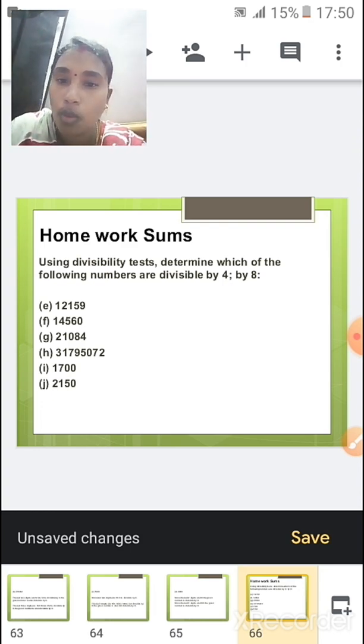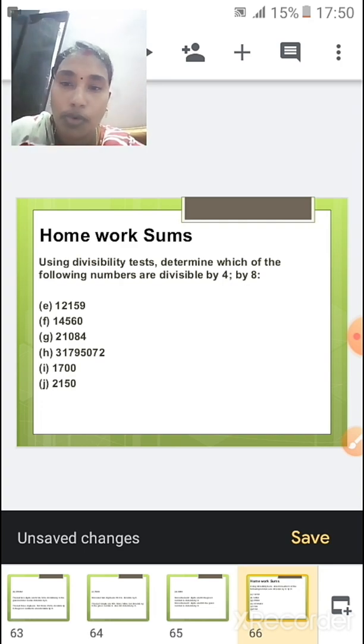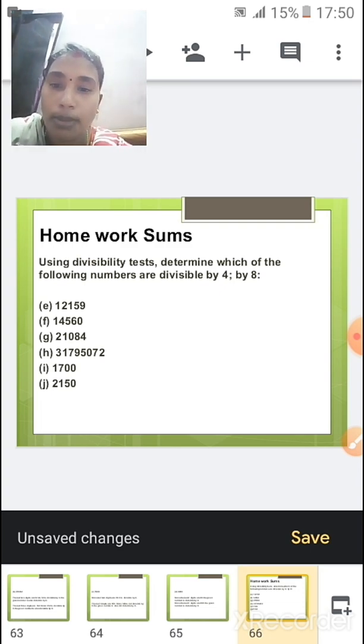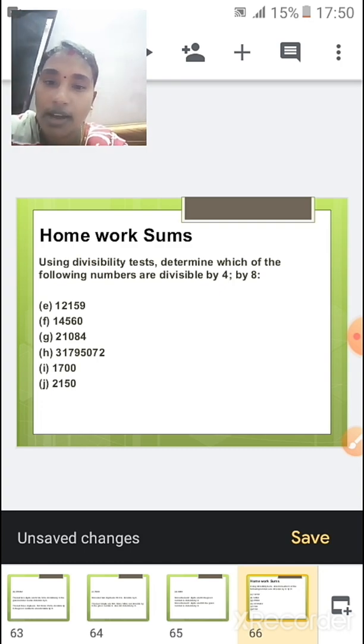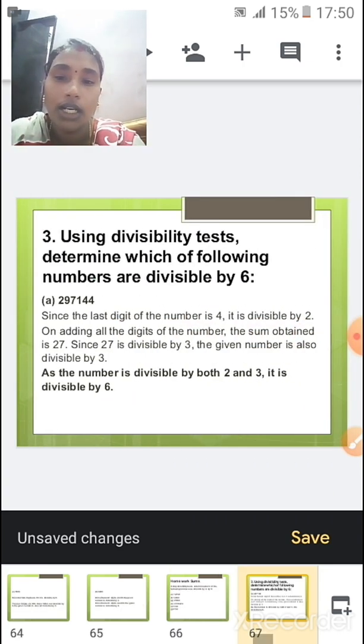So for 4, what you will do? You have to take the last two numbers and divide by 4. So if it goes exactly by 4, then it is divisible by 4. And for 8, you take the last 3 numbers, divide them by 8. So if you get the remainder as 0, then it is divisible by 8. Did you understand? So let us go to the third sum.